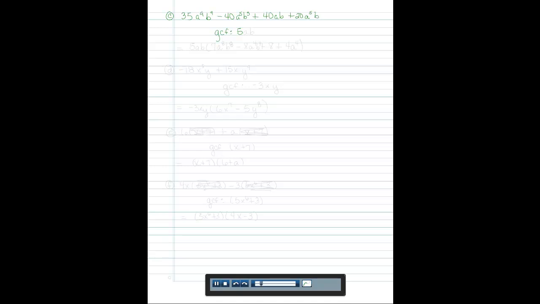And then I say, well, I have 4 terms. Do I have at least an A in each term? We say yes. What's the smallest one? A. And what about your variable B? B. So you're dividing a 5 into 35, 40, and 20, and then you're going to have 1 less A and 1 less B in the leftover part. That's going to be in the parentheses.